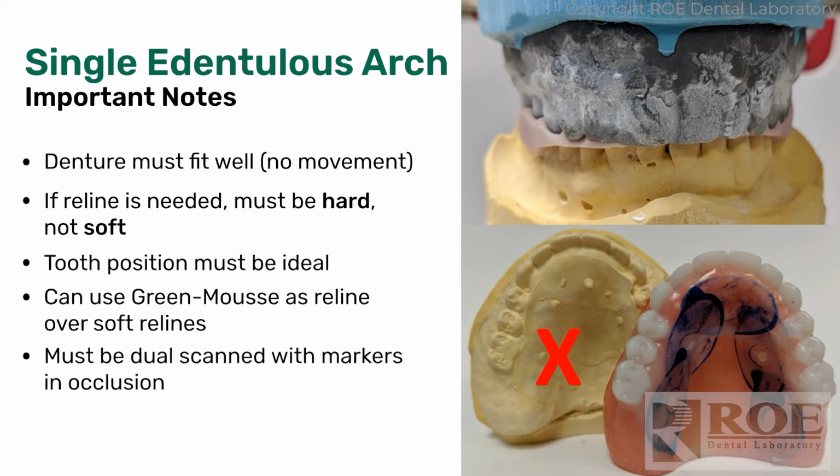Because this is an edentulous arch, we have to have a dual scan. And let's just go through this page real quick. I have an X here because we do not need any physical impressions of the denture arch. All we need is a dual scan of that arch. And you can see there are stickers here. These are radiopaque markers that you can purchase from us.